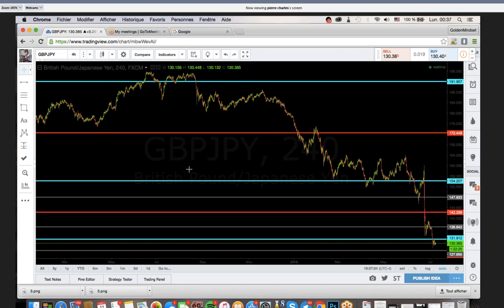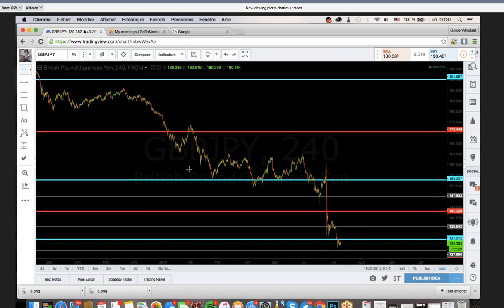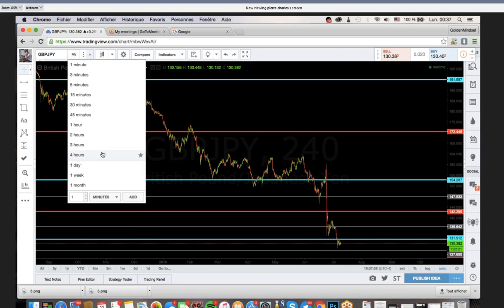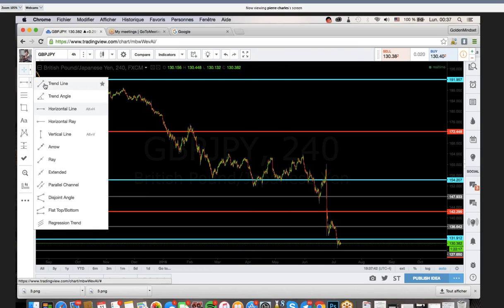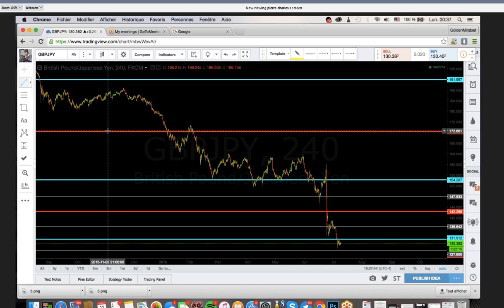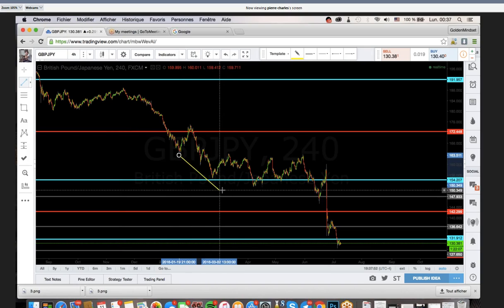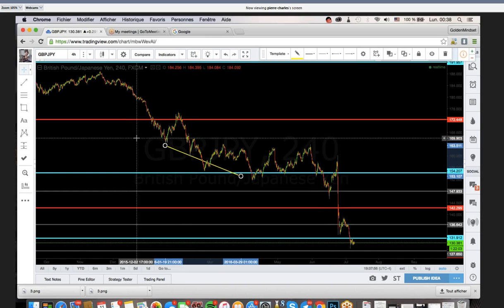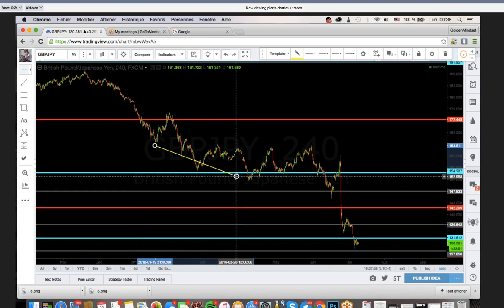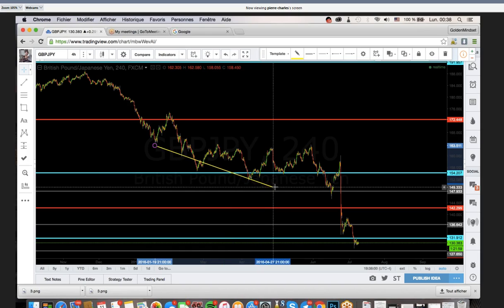So after that, what I do, I actually try to draw some trend lines. Some people are asking me, should I start my trend lines at the wick? Should I go through the bodies? What should I do? Really, it doesn't matter as long as your trend line makes sense. It's fine.